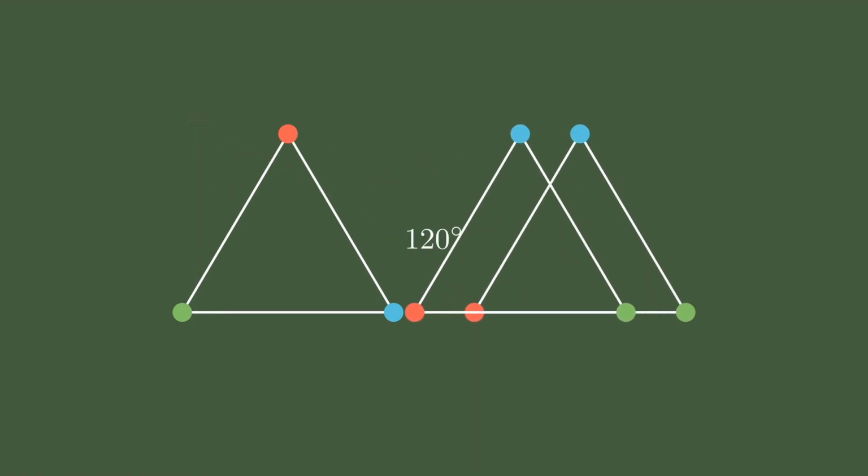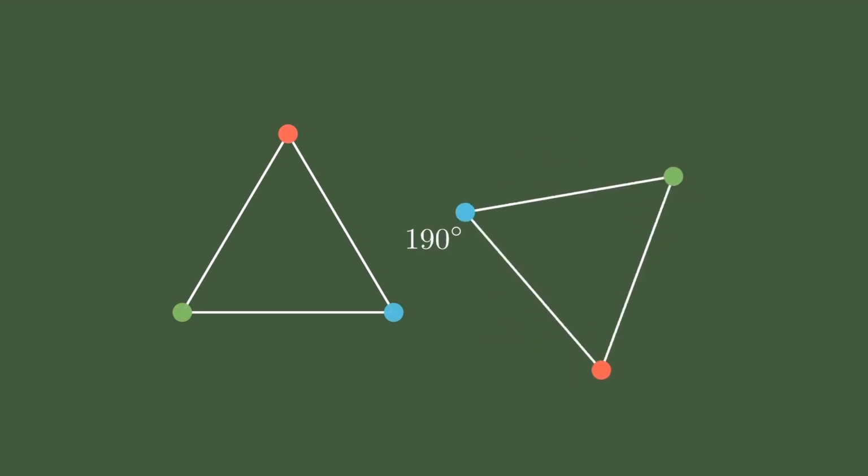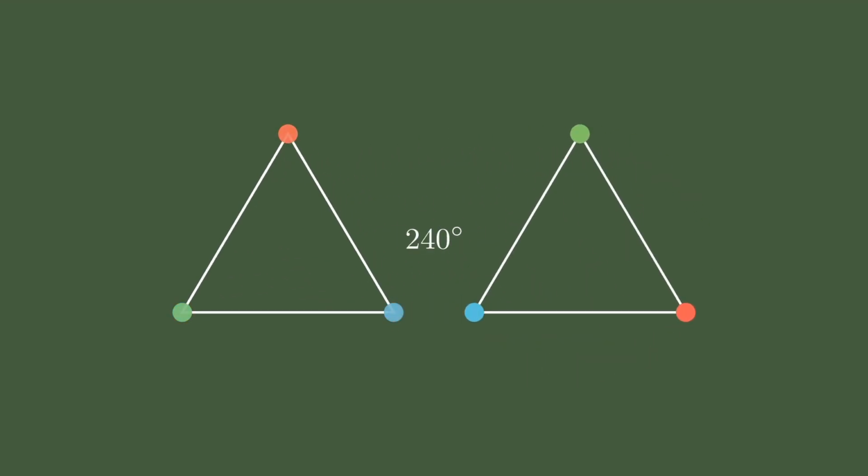But if I give it a rotation of 120 degrees, it can be placed on the original one. Also at 240 degrees, it fits well on the original triangle. This shows that a rotation of 120 degrees or 240 degrees is a symmetric operation for this equilateral triangle.